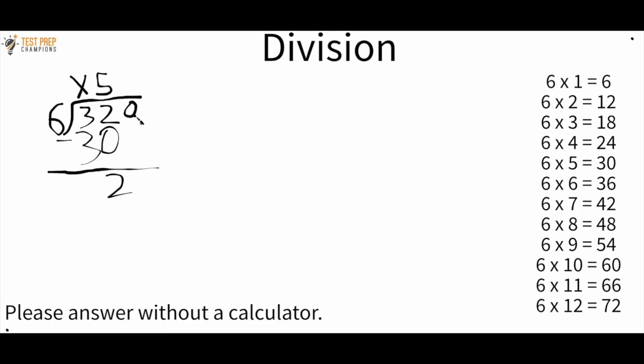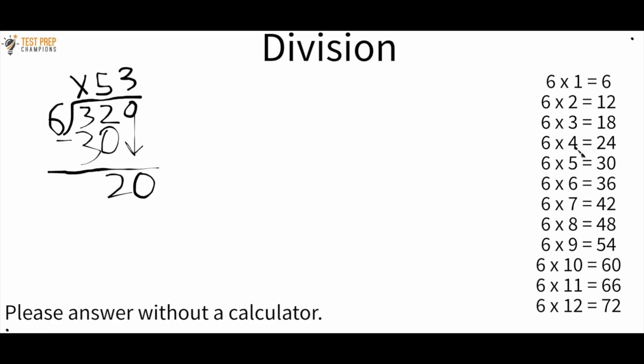So 3 minus 3 is 0, 2 minus 0 is 2. So now I want to take this 0 here and pop the 0 down here. So I put a 0 down here. Now I want to ask, how many times does 6 go into 20? So I know that 6 times 3 is 18, so I'm going to want to roll with the 3 here. So I'm going to put a 3 up here.